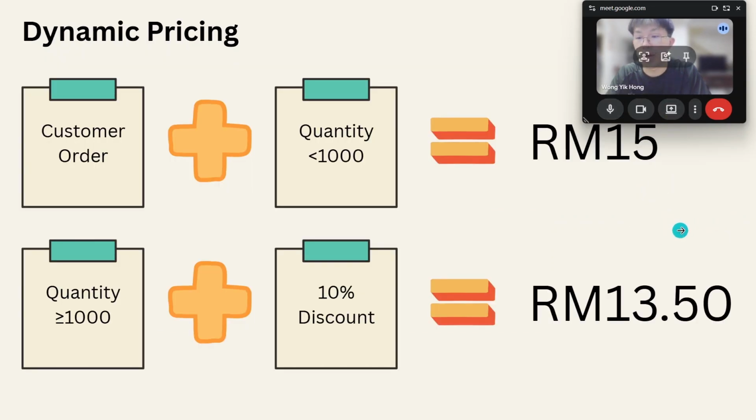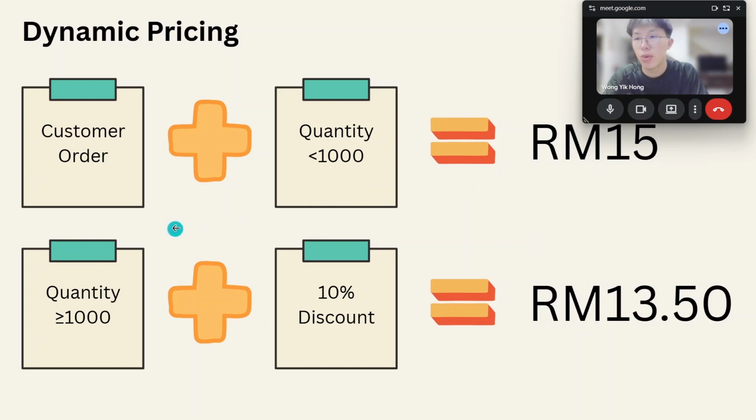Next will be the dynamic pricing. After identifying the break-even point, we configure the dynamic pricing inside our Odoo. Orders below 1,000 units use the normal selling price. So you can see the customer order with a quantity less than 1,000, which is the minimum value that we identified, the customer will get 15 ringgit for each unit.